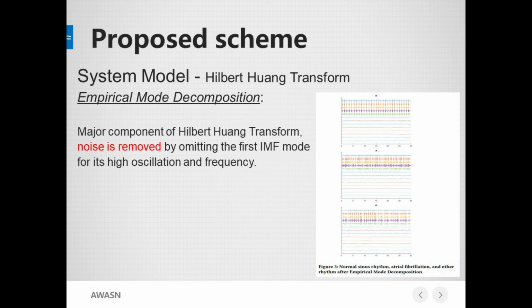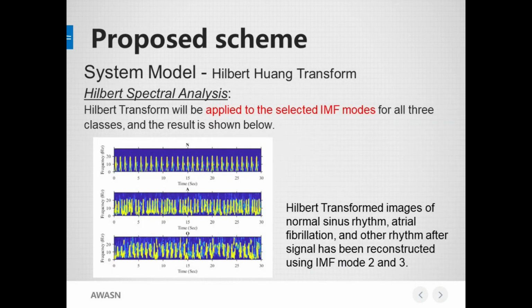In our application, data after empirical mode decomposition yields 13 intrinsic mode functions, as demonstrated in the figure. Due to electrocardiography's variations of power, with spectrums being observable in the range of 0 to 20 Hz in the frequency domain, we used a combination of intrinsic mode function modes 2 and 3 to reconstruct a new signal for all three classes. This is the figure after applying the selected intrinsic mode function modes.